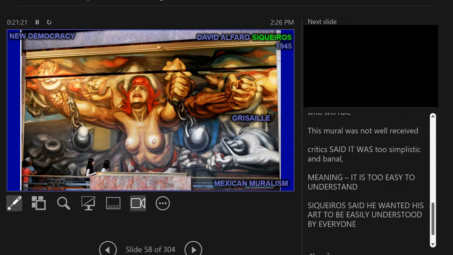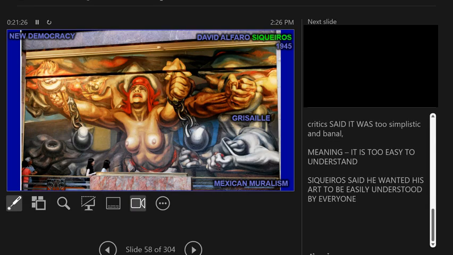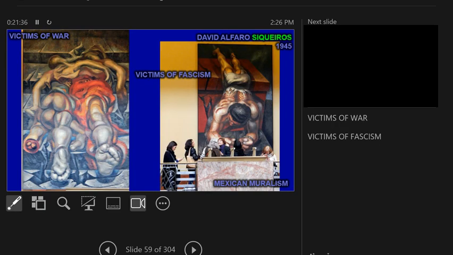This mural was not well received when it was first painted. Critics said it was too simplistic and banal, which means it's too easy to understand. But Siqueiros wanted his art to be easily understood by everyone. These are the two side panels for the victims of war and the victims of fascism.